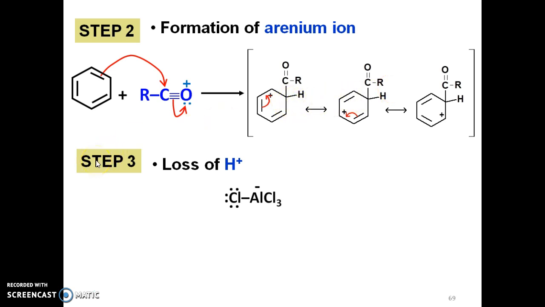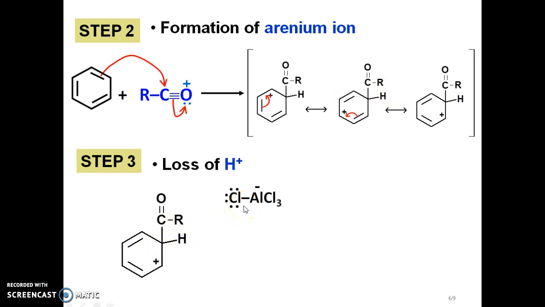And step number 3 is loss of the H plus as usual, because we already gained our electrophile. So we need to lose the H plus on the carbon that we already gained the electrophile. We will not lose the H plus from the other carbon, but from the carbon that accepted the electrophile. In this case, I will take this structure. It doesn't matter which structure you take in step number 3. So now I take this structure, and I want to lose this H plus.